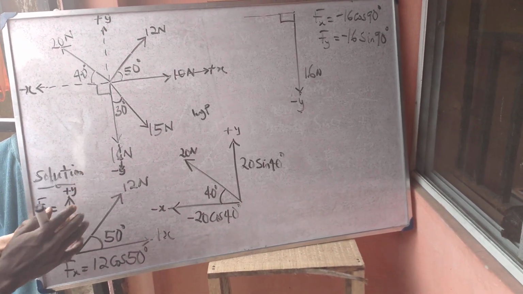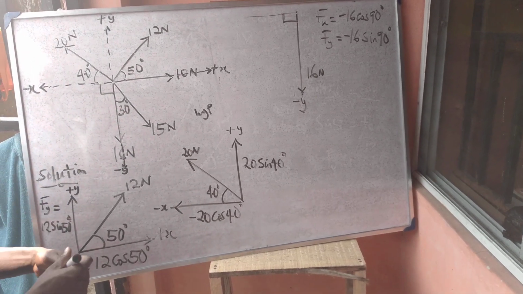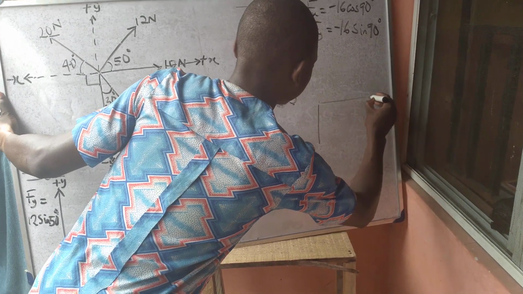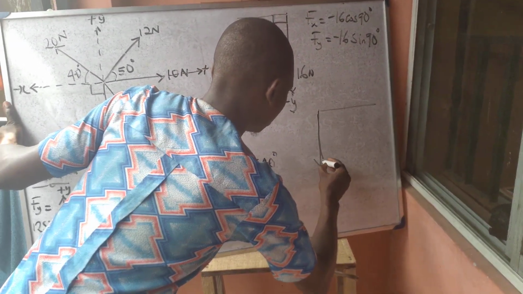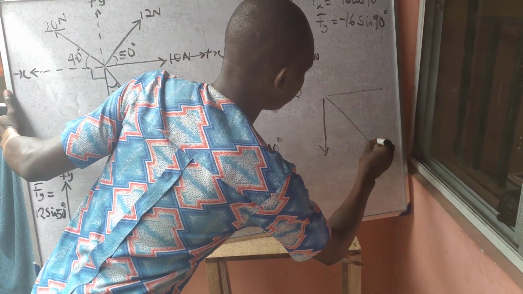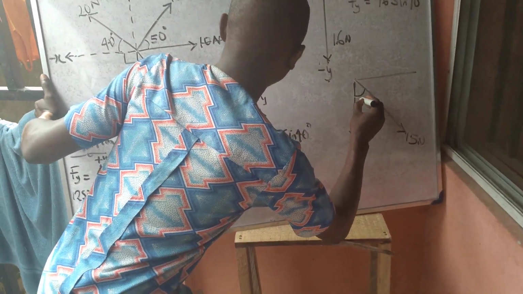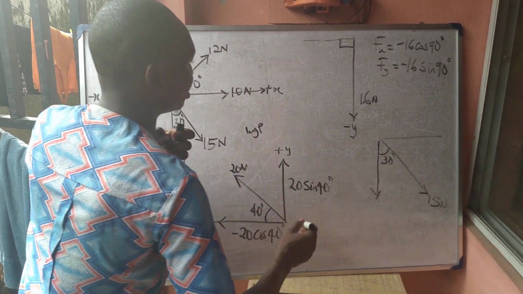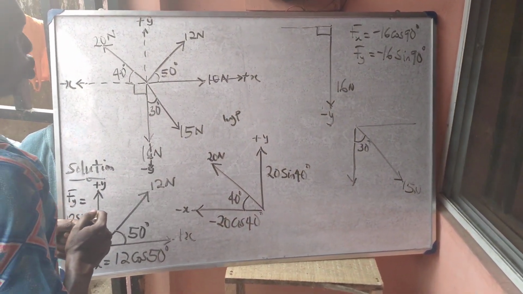Now how do we do the resolution of the force 15 Newton? It was inclined at 30 degrees to the vertical. Now, you extract that component and you'll have this: force 15 Newton, inclined at 30 degrees to the vertical. Now, let's do the resolution.